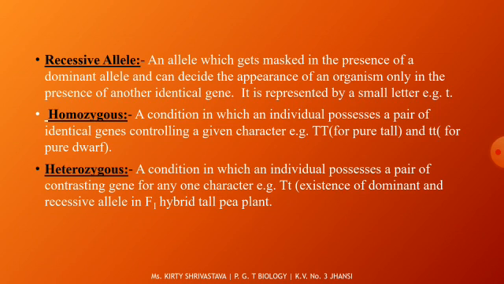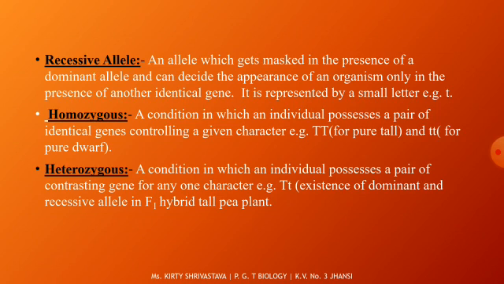For example, capital T capital T are two identical genes or alleles representing tallness, which is a dominant trait. In the same manner, small t small t are two identical genes or alleles representing dwarfness. In both the above examples, the zygote or the new individual formed is homozygous as both alleles coming from the two parents are identical.